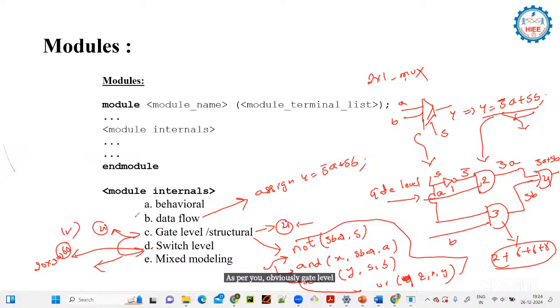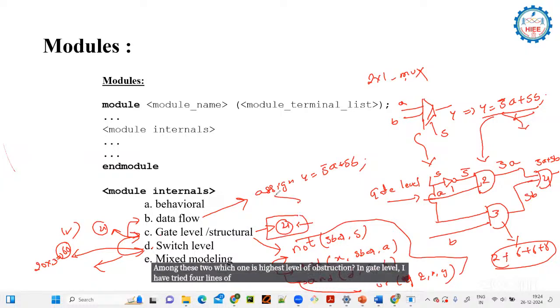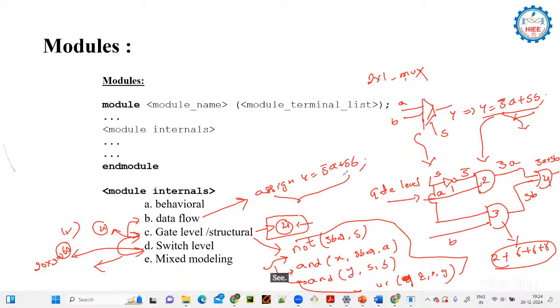Now you compare gate level and data flow. Among these two, which one is highest level of abstraction? In gate level, I have to write 4 lines of code, but if it is data flow, a single line of code is enough. See, what we are seeing here is a 2 cross 1 mux, but what if I have something like a 16 cross 1 mux?